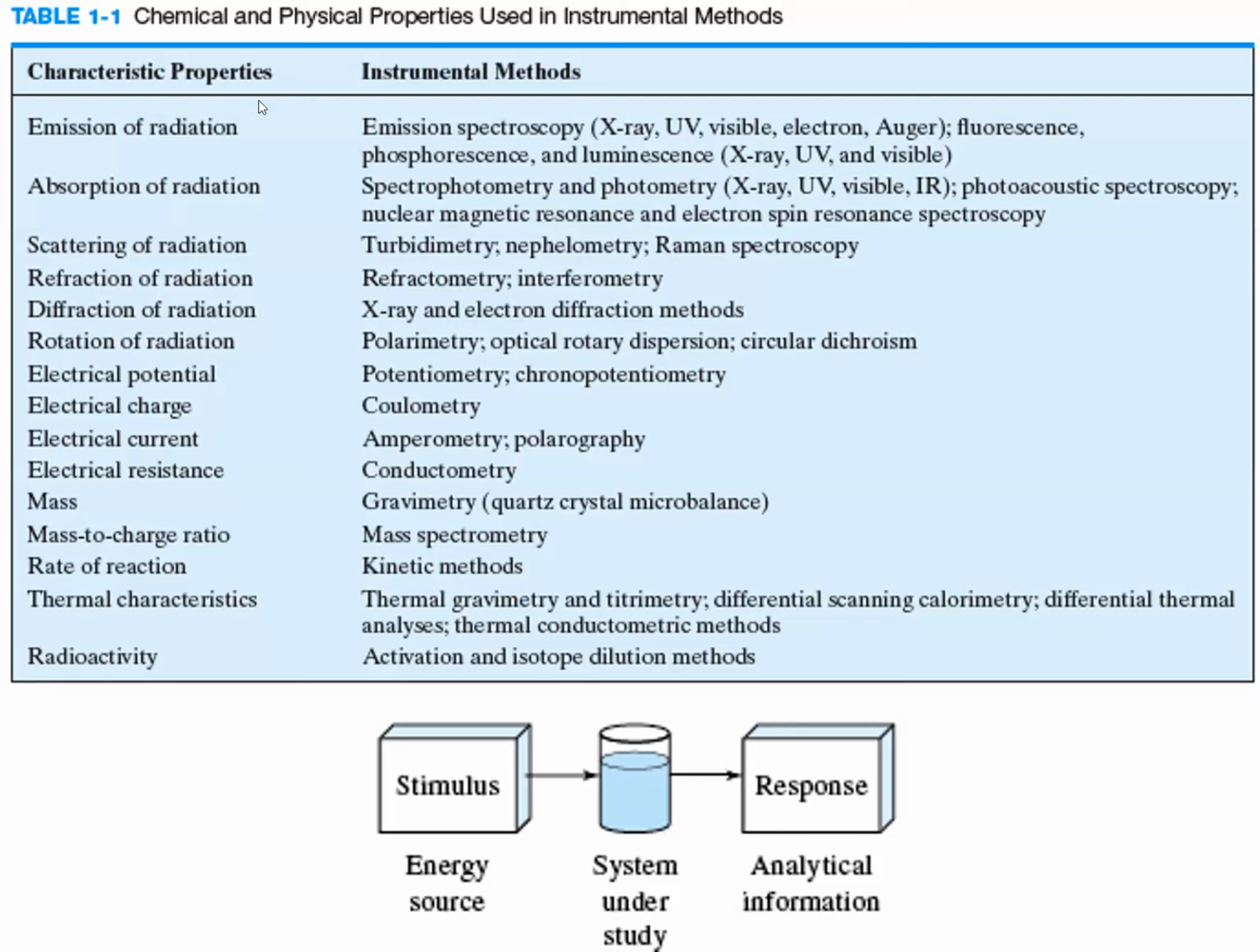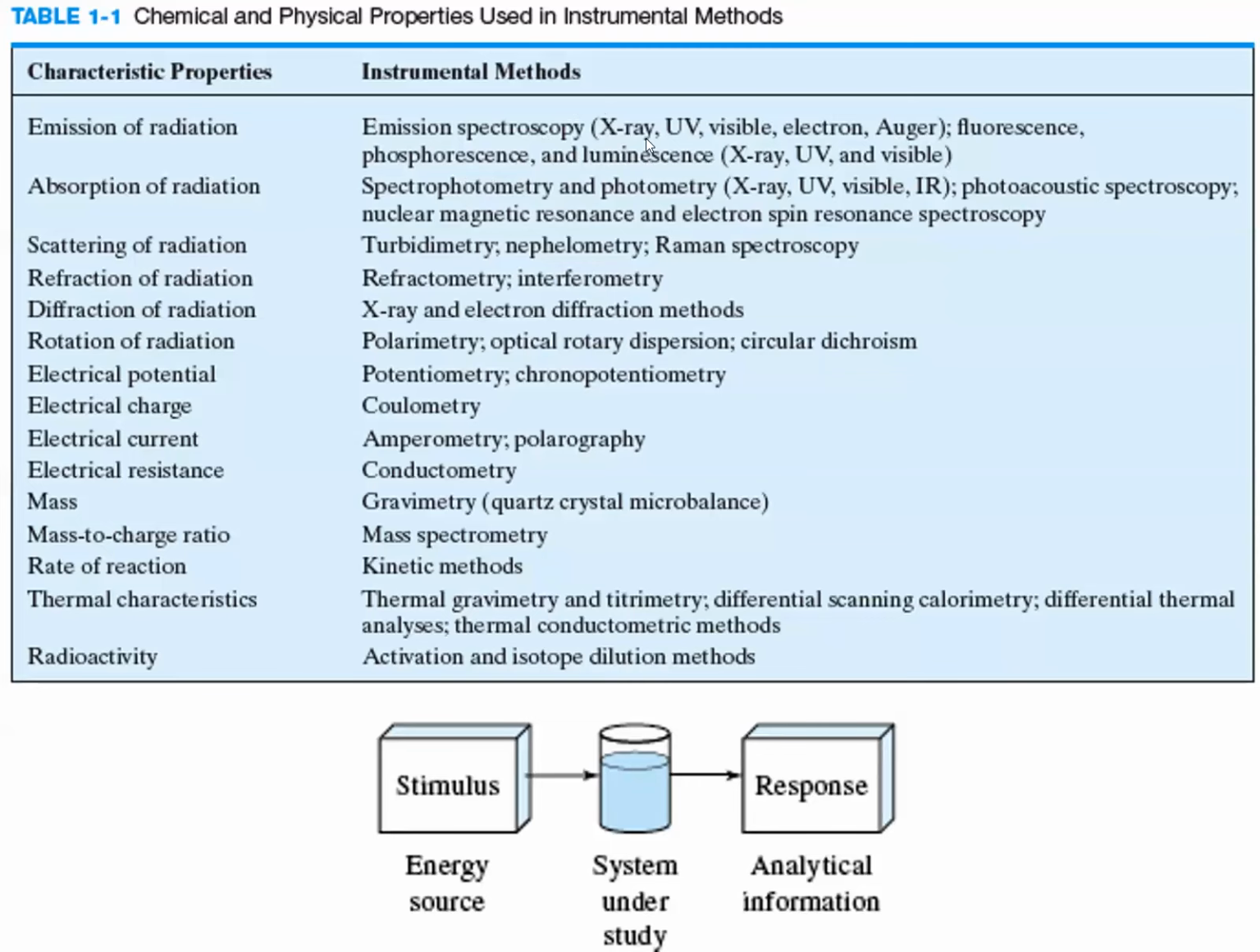For instance, if we are concerned with the emission of radiation, then instrumental methods that make use of the emission of radiation will be emission spectroscopy, for example, X-ray spectroscopy, UV or visible spectroscopy. They can also involve some emission of radiation, the electron emission spectroscopy, or Auger type of spectroscopy. Fluorescence is an emission type of radiation. Phosphorescence is an emission type of radiation.